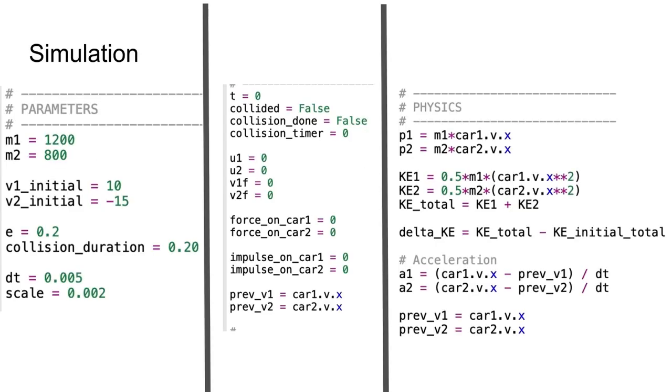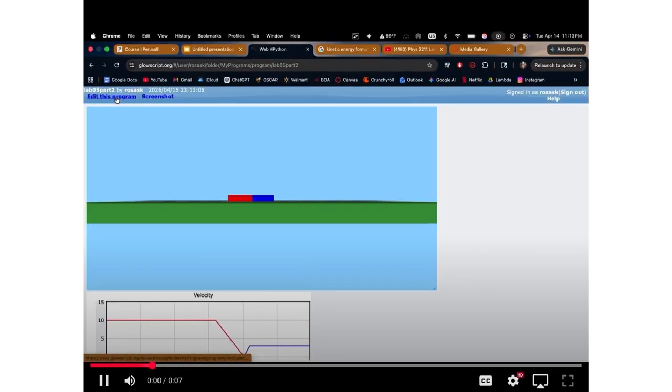In terms of my code, I created a GlowScript simulation where the two cars move towards each other, collide, and then move apart, and the collision is modeled over a short time interval. And here's my code that I ran for my lab. And here's a little video of what it actually simulates.